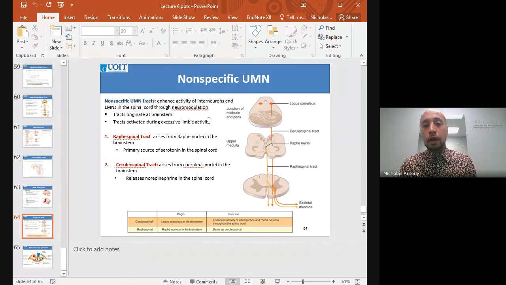So you can see that the non-specific upper motor neuron tracts are just for baseline neuromodulation in response to alertness via serotonin, or fight or flight via epinephrine in the spinal cord. Okay?